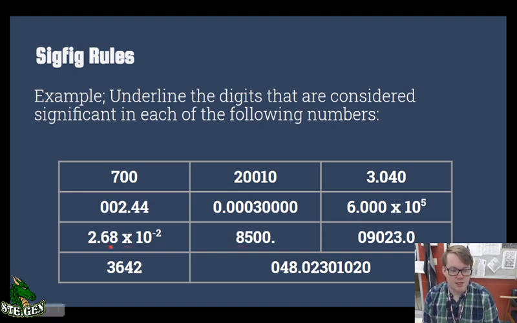Going to the next one, 2.68, same thing. It's times 10 to the negative 2. We don't care about that other than telling us it's scientific notation. It tells us the number is smaller than 1, but all 3 of these digits have to be significant.